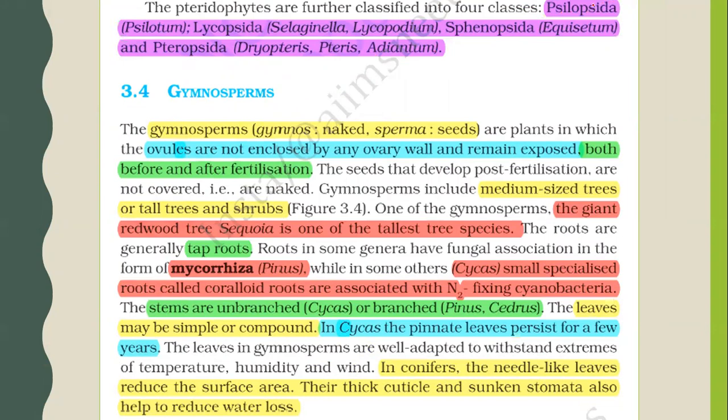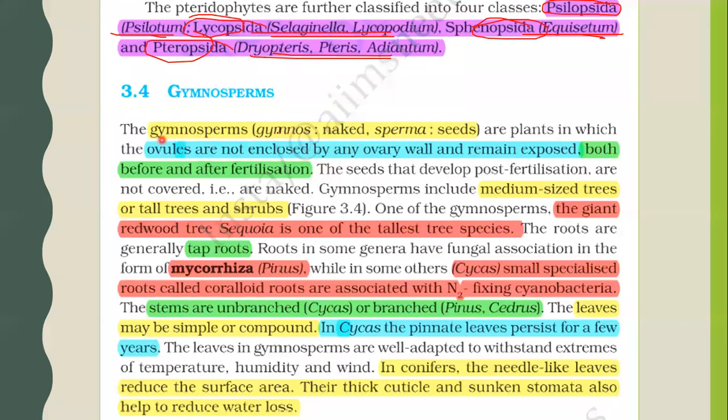Pteridophytes are classified into Psilopsida, Lycopsida, Sphenopsida, and Pteropsida. Psilotum is Psilopsida; Selaginella and Lycopodium are Lycopsida; Equisetum is a Sphenopsida; Dryopteris, Pteris, and Adiantum are Pteropsida. Next are the gymnosperms.